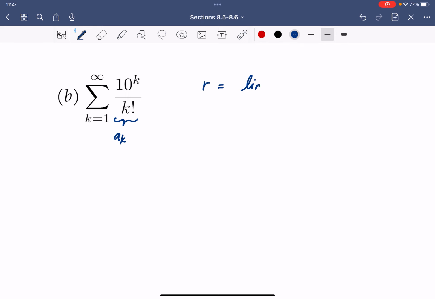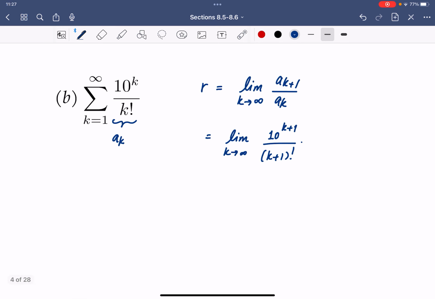So R is gonna be the limit of a_{k+1} over a_k. So give yourself a minute. Try to cancel and compute your limit here. We're gonna just start by plugging in k plus 1 there. So it's gonna be 10 to the k plus 1 over k plus 1 factorial, and then it's going to be k factorial over 10 to the k.